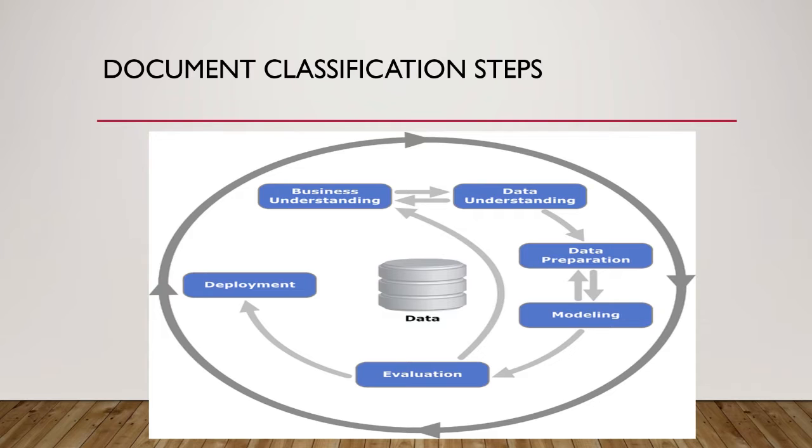The lifecycle model consists of 6 phases with arrows indicating the most important and frequent dependencies between phases. The sequence of the phases is not strict. In fact, most projects move back and forth between phases as necessary. The CRISP-DM model is flexible and can be easily customized.